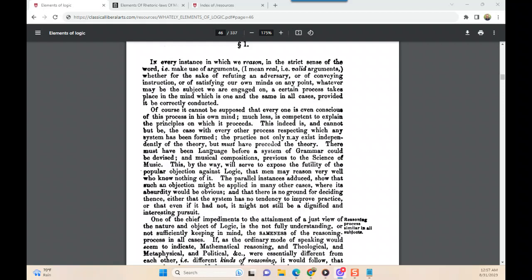There must have been a language, people must have been speaking, before a system of grammar could be devised. There must have been musical compositions, even though they may have been very basic. There must have been music produced before a science of music could be developed. This, by the way, will serve to expose the futility of the popular objection against logic, that men may reason very well who know nothing of it.